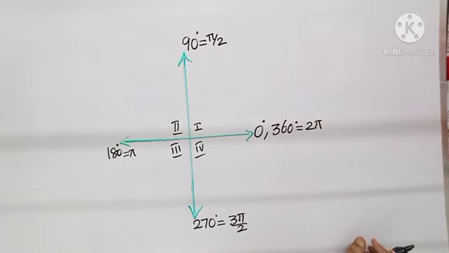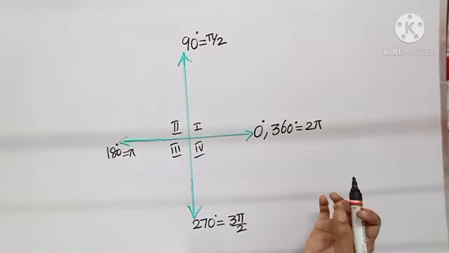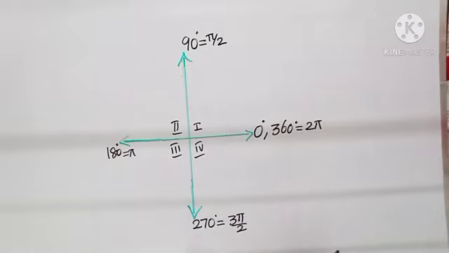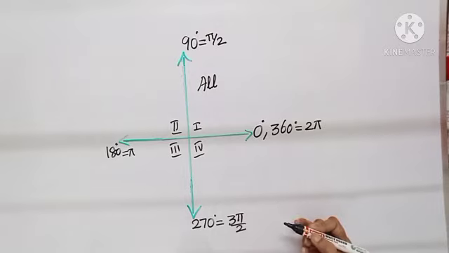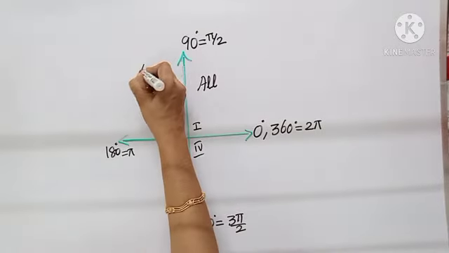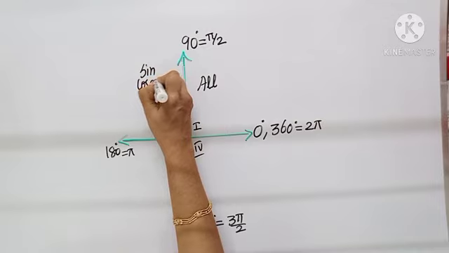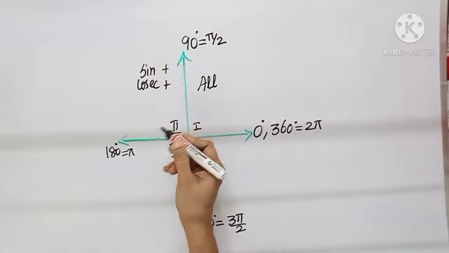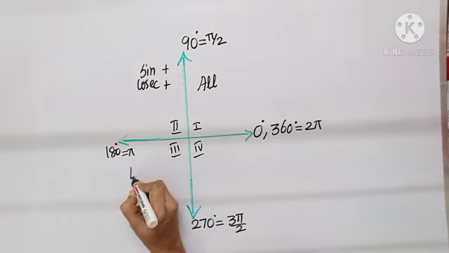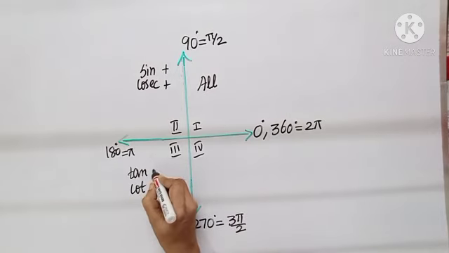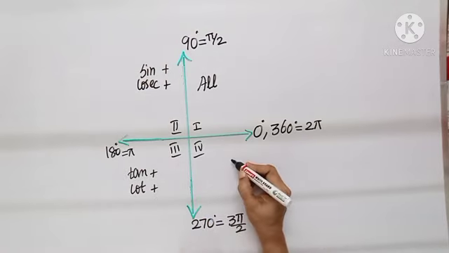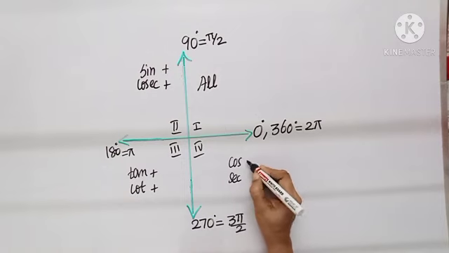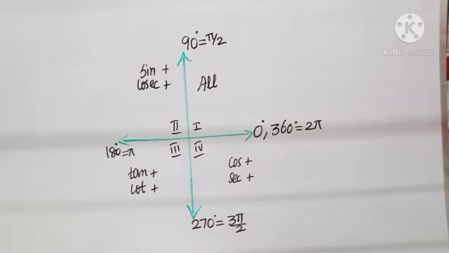Now the ratios we know: sine, cos, tan, secant, cosecant, cot. Check which ratios are positive where. First quadrant, all the ratios are positive. Second quadrant, sine and cosecant are positive. The remaining ratios are negative. Third quadrant, tan and cot are positive. The remaining ratios are negative. Fourth quadrant, cos and secant are positive. The remaining ratios are negative.